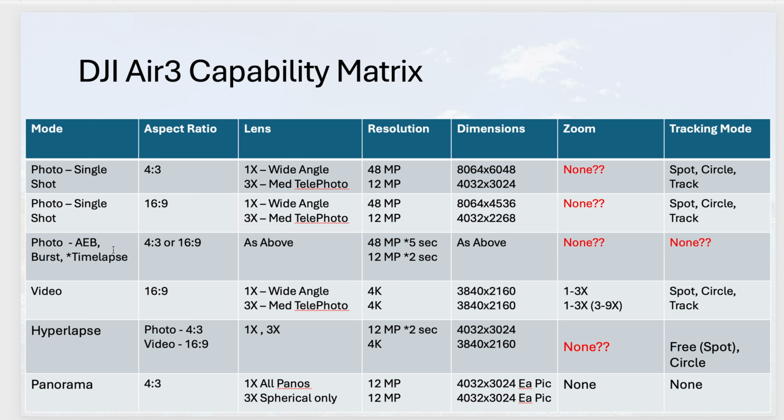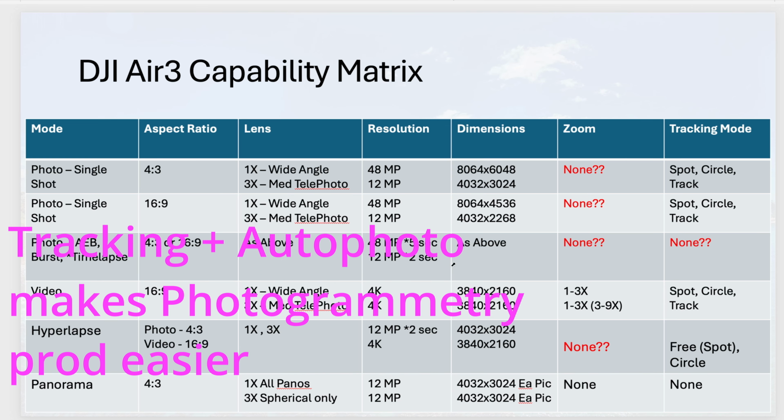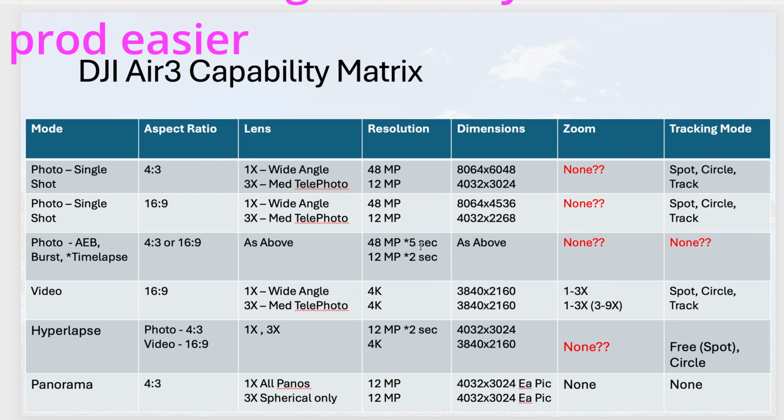However, the rest of the photo modes such as A, B, burst, and time lapse do not have any tracking capability. So if we want to use the time lapse to take photos and track something, it can't be done. The 12 meg will take photos in time lapse at 2 seconds and 48 meg in 5. We compare that with the hyperlapse, which only takes low resolution photos at 2 seconds. You can either choose the wide angle or the medium telephoto, but it doesn't give you an option of how to choose the aspect ratio.